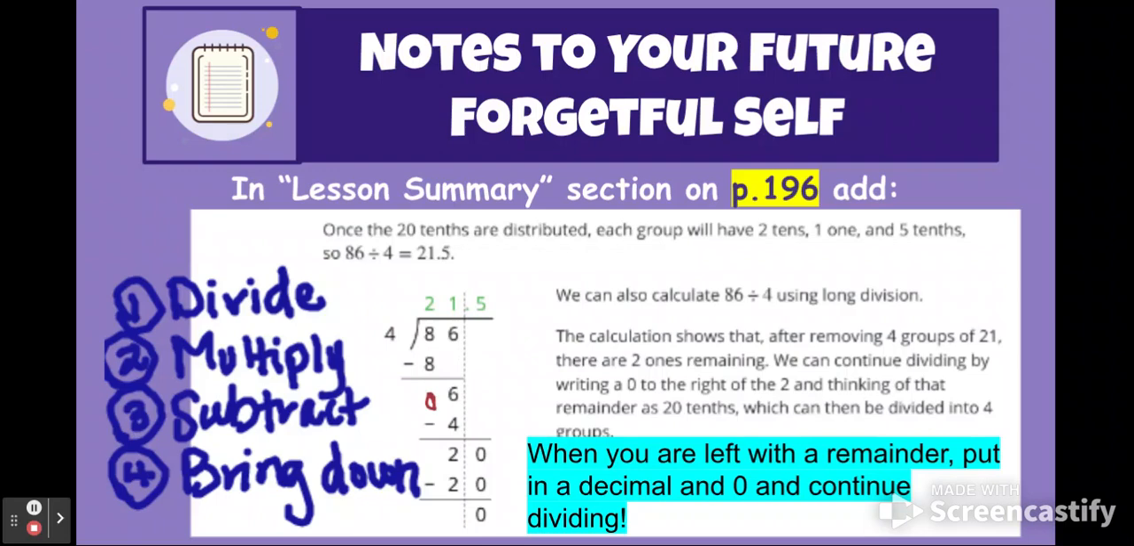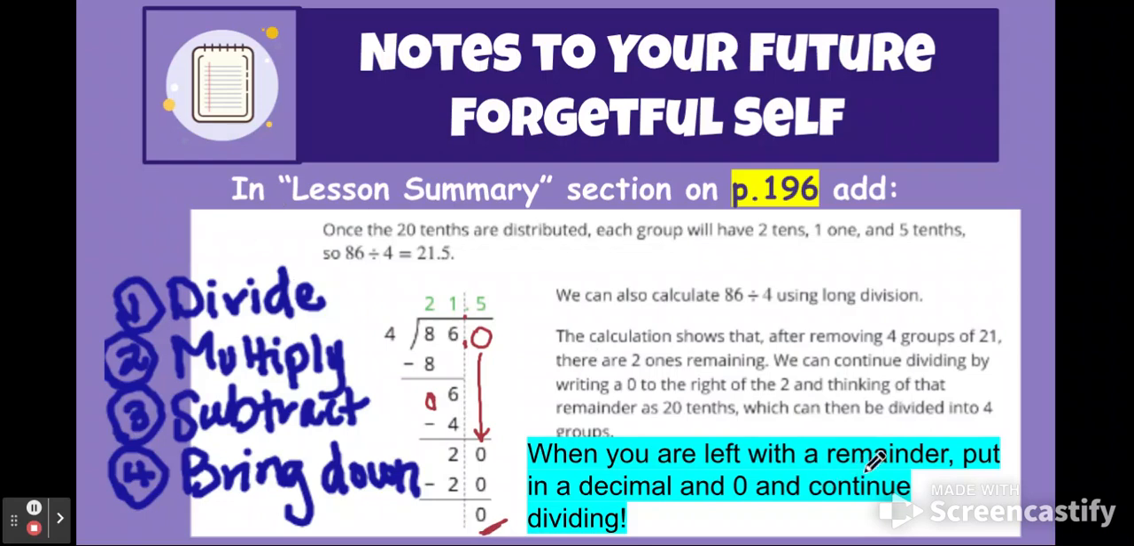Because I don't have a remainder of 0 yet, that means I need to add a decimal and add a 0 so that I have a number to keep bringing down. 4 goes into 6 once. I subtract, I end up with 2. Bring down my 0 after my decimal point. You'll notice there's also a decimal point right there. 4 goes into 20 5 times. I now end up with 0.